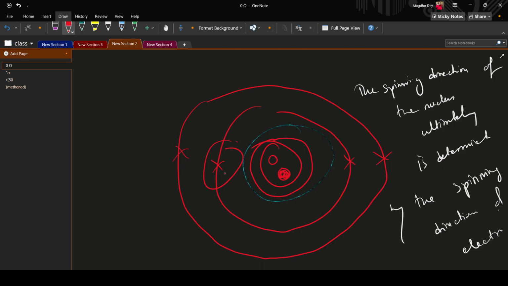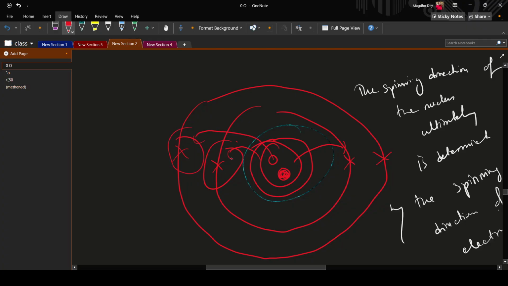It's just that their spinning direction is dictated by the spinning direction of electrons, because the spinning of electrons produces the energy to spin the nucleus. So every subatomic particle in chemistry, in any atom, is constantly spinning at every moment of time. Did you understand? You don't have to understand that deep, because these concepts are directly taken from quantum chemistry or quantum physics.